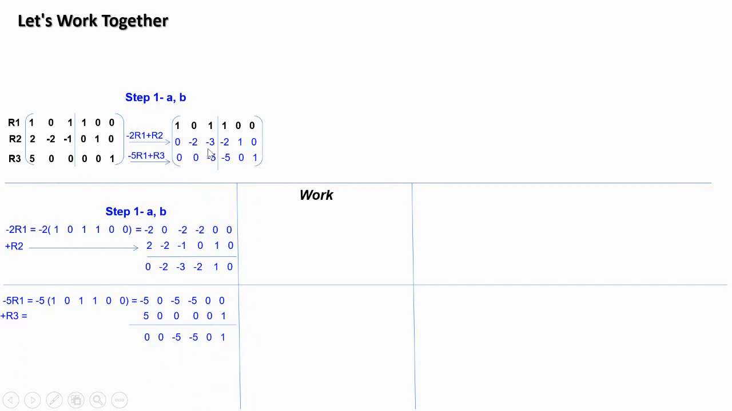If we notice here, for step 2, it's already done. Why? Because for step 2, these two must be zeros, and they're already zeros. So row 2 is already done. So now we do step 3. For step 3, we're going to use row 3. So the 1 must be a 0, and the -3 must be a 0. We're going to keep row 3, so we're going to change row 1 and row 2.